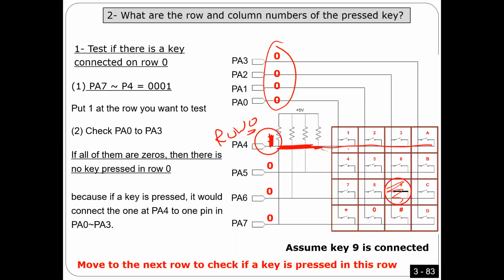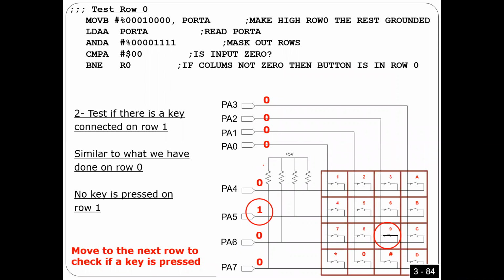In this case, because the key I pressed is not in this row, I'm gonna get 0, 0, 0. So that means it is not in this row. I have to try the next one. That's exactly what I did here. Because it's not in this one, I have to try the next one. So I'm gonna put one here, and because the key is not here, still I'm gonna get 0, 0, 0. So that means it is not in this row. I have to try the next one.